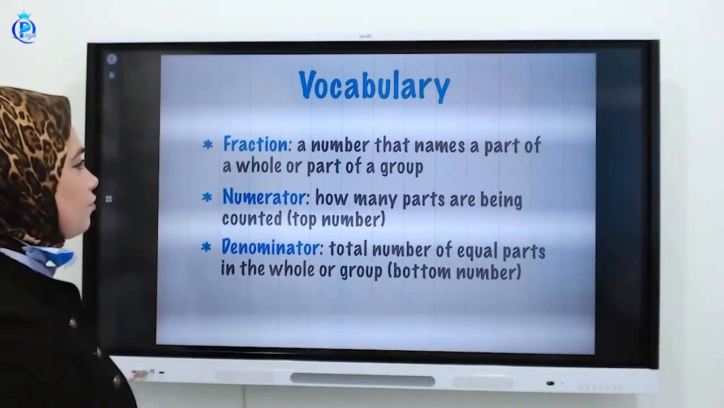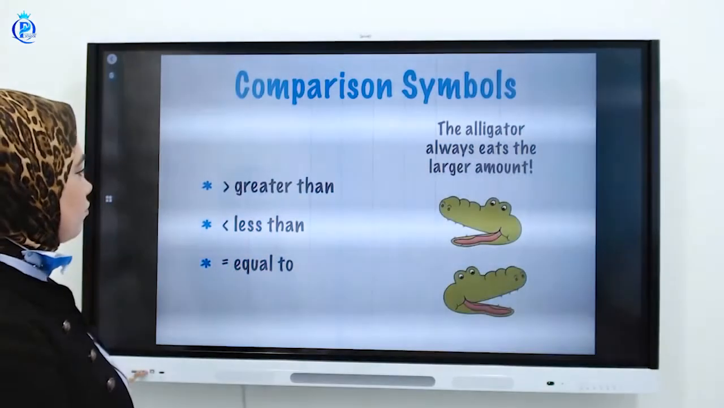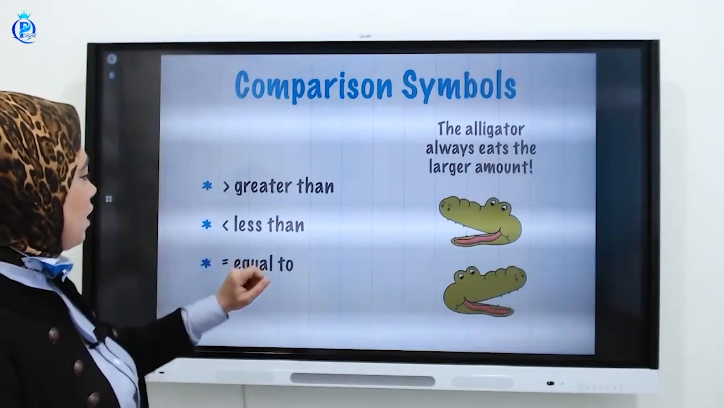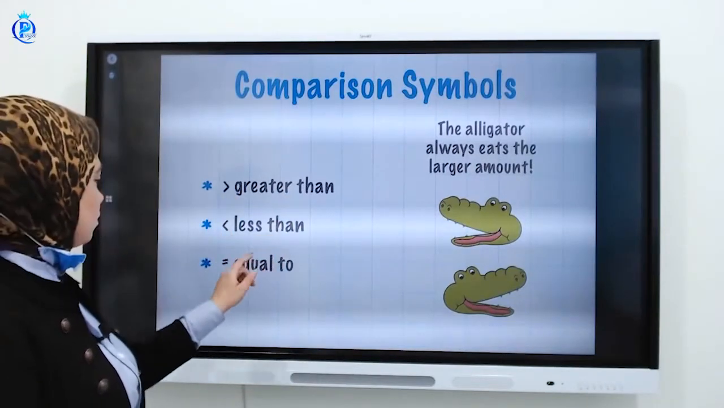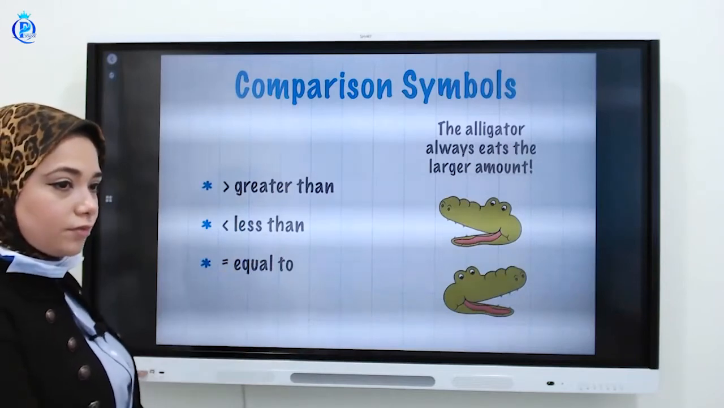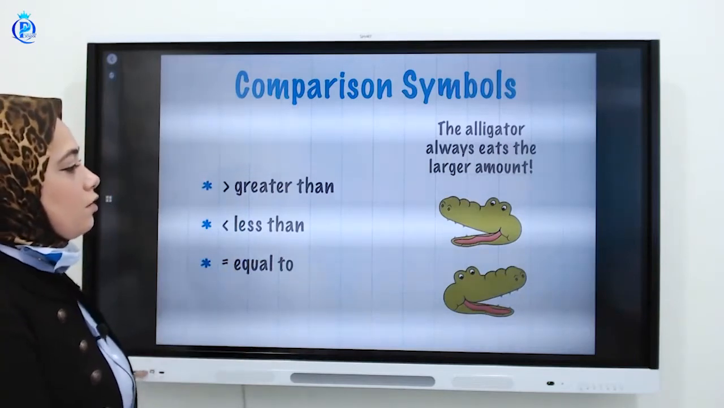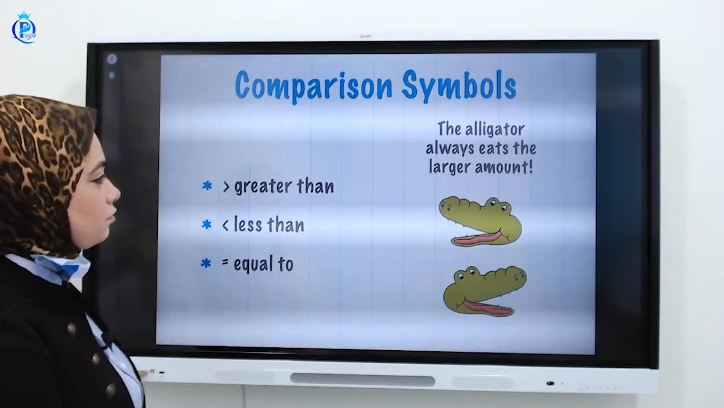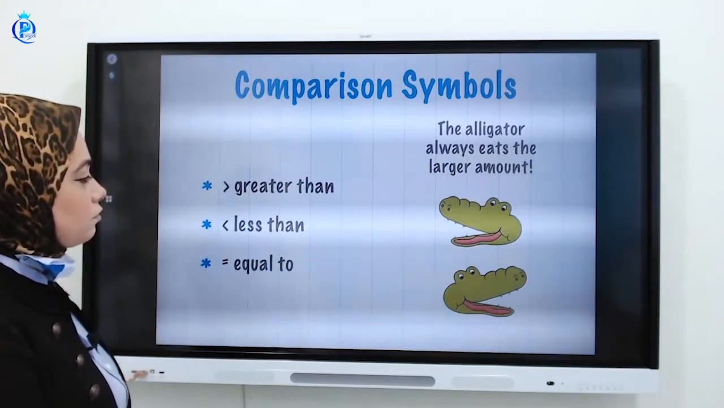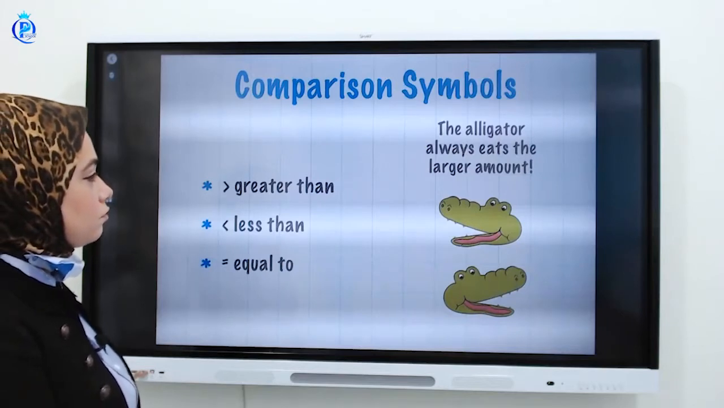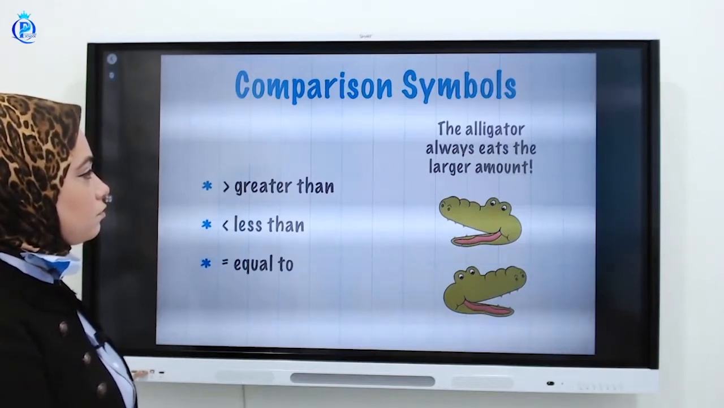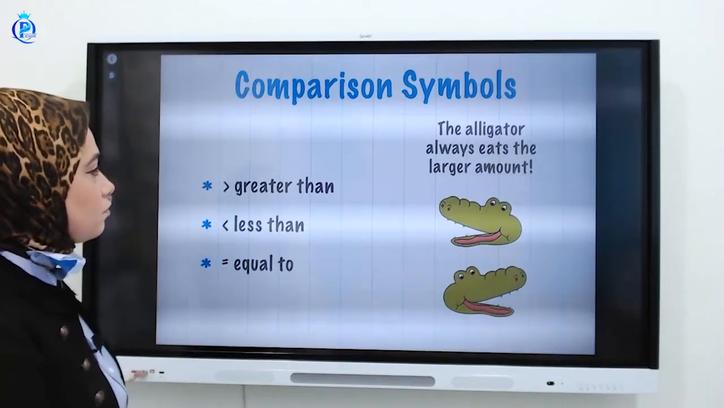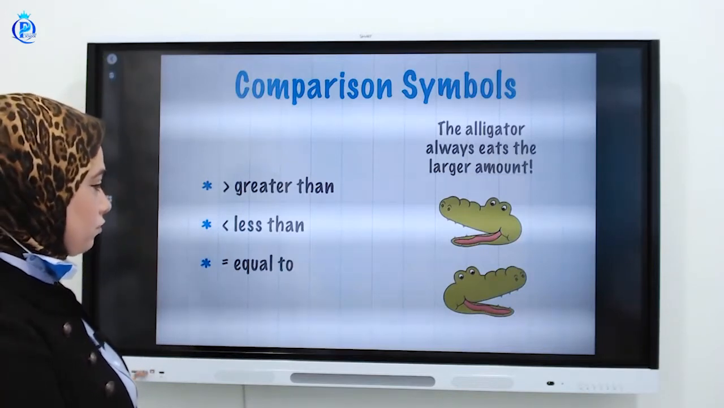And since we're comparing numbers, let's go over our comparison symbols. When it's open to the left, this sign is less than. When it's open to the right, it's greater than. And this is equal to, an equal sign. The alligator always eats the larger amount. And like we talked about yesterday, that means the alligator is going to eat the bigger shaded pieces. Whatever's shaded more is what the alligator wants. So let's practice comparing some fractions.